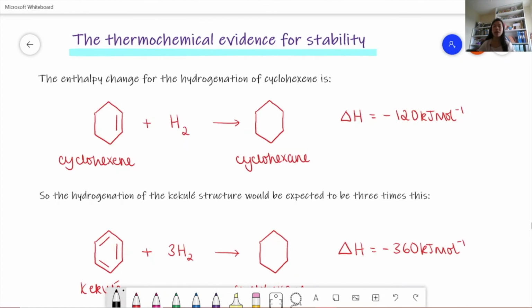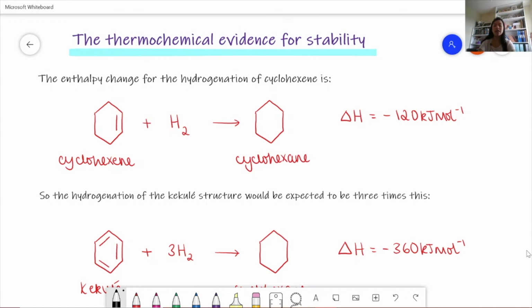So before we talked about the first set of evidence that we have against the Kekulé structure, which is the carbon-carbon bond lengths in benzene. And so now we're going to look at the second piece of evidence that we have, which is the enthalpy changes of hydrogenation. So the enthalpy change for the hydrogenation of cyclohexene is minus 120 kilojoules per mole. So what the hydrogenation of cyclohexene is that we're just adding hydrogen to the double bond. And so we're forming cyclohexane from cyclohexene.